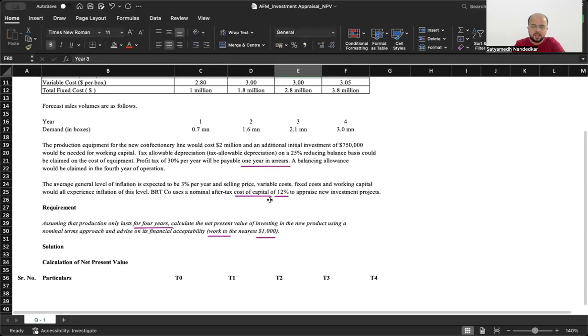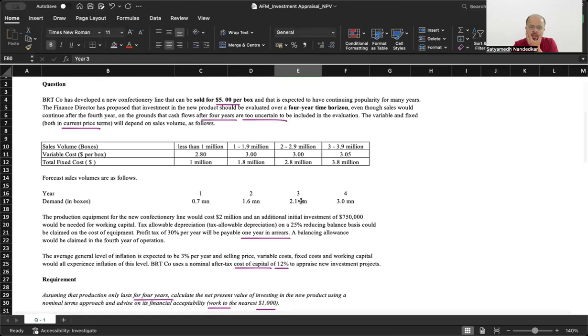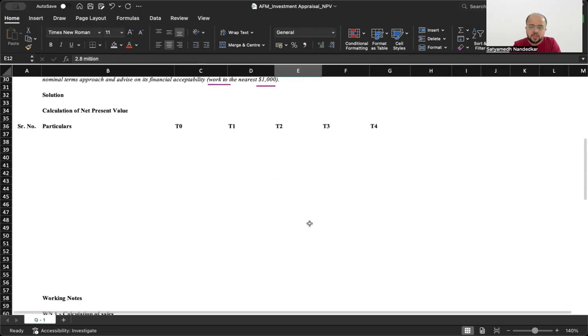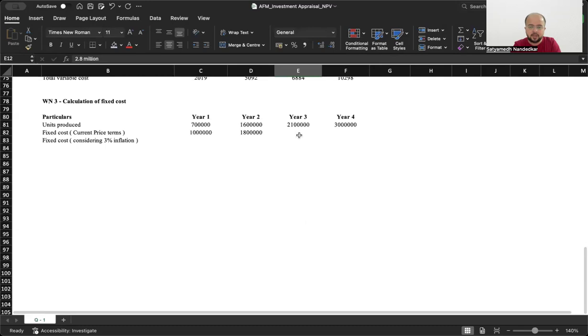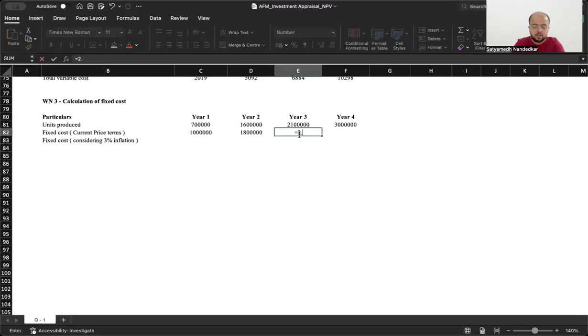Let's come to year 3. The total demand is 2.1 million. In year 3, sales volume is 2 to 2.9 million. And if the sales volume is between 2 to 2.9 million, the fixed cost is going to be 2.8. Year 3 में आप देखो total demand is 2.19 million, which lies within this range. तो आपका fixed cost in year 3 हो जाएगा 2.8 million. ठीक है, 2.8 into 10 raised to 6.